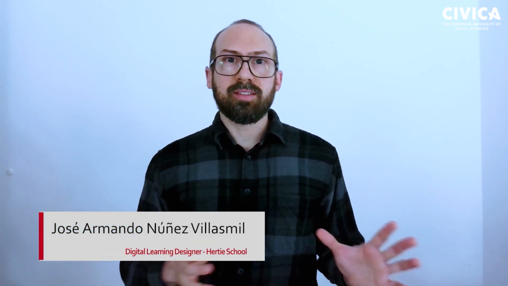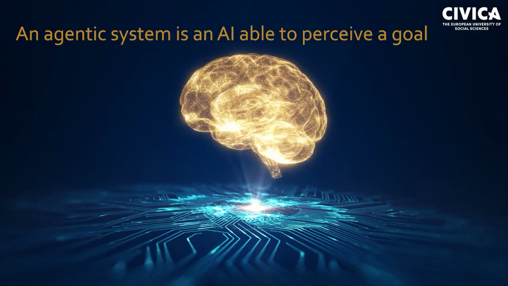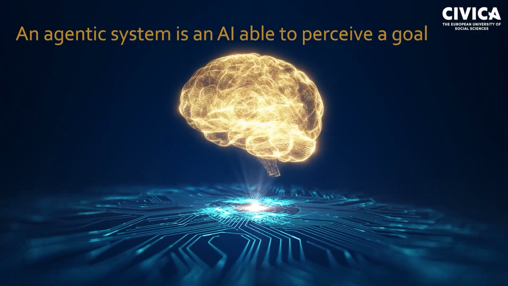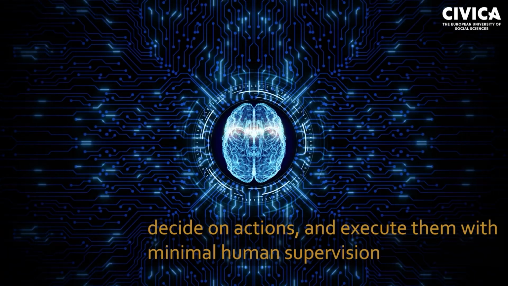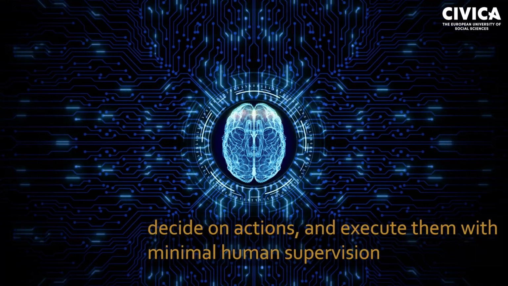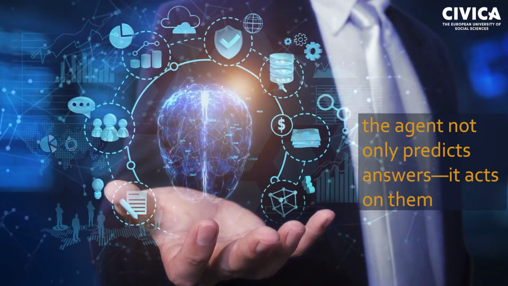Today we're going to start the second block in our journey through AI, and we are going to talk about Agentic AI. Basically, we're going to talk about intelligent assistants that are powered by AI and can help us to automate certain tasks. Let's jump right in and ask ourselves: What is Agentic AI? An agentic system is an AI able to perceive a goal, decide on actions and execute them with minimal human supervision. Put simply, the agent not only predicts answers, it acts on them.